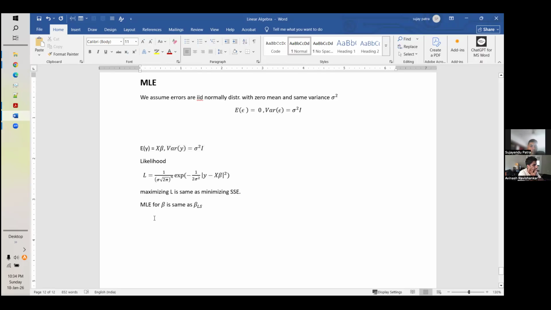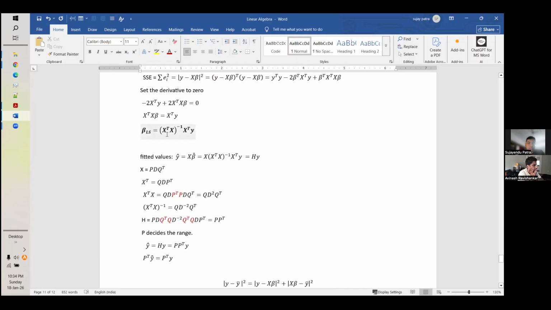Now, what we will do here is, first of all, we have the expression for beta hat, which is beta ls, which is this one. So I'll just copy this.